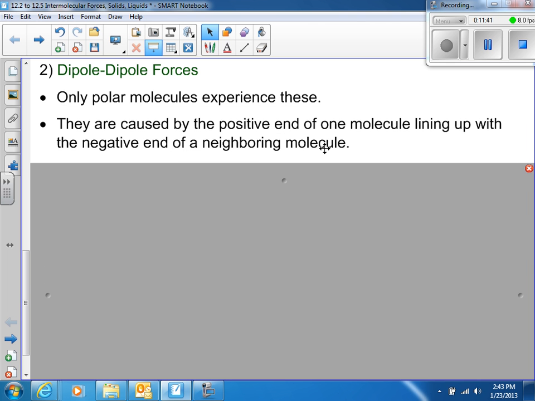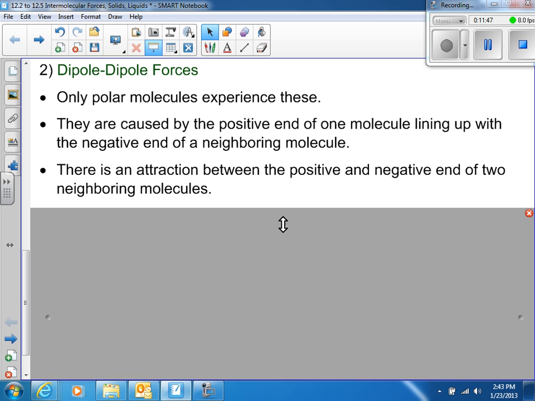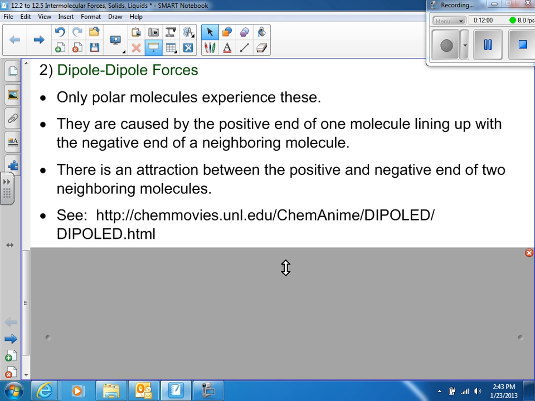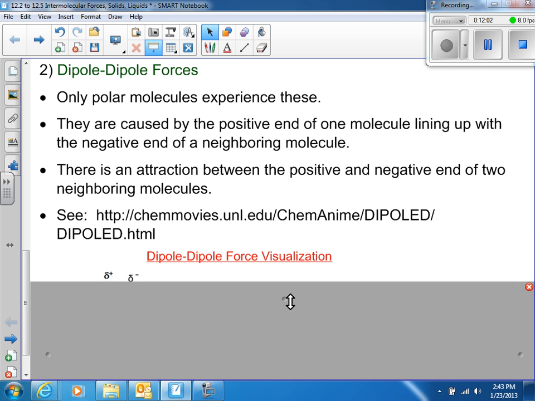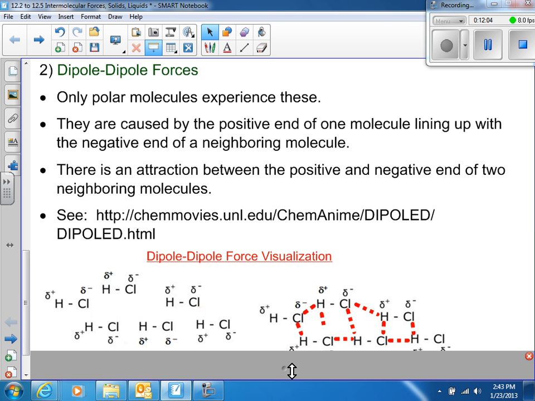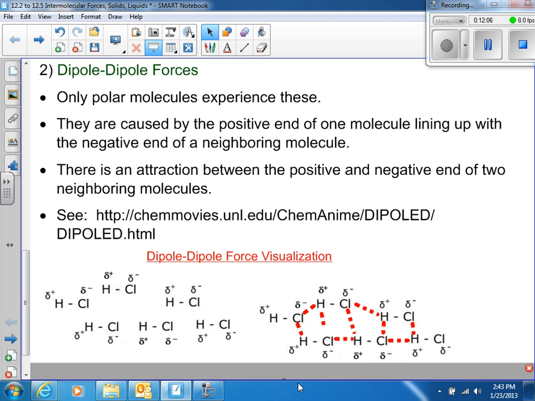They're caused by the positive end of one molecule lining up with the negative end of a neighboring molecule. And the positive end of one molecule is attracted to the negative end of another molecule. So there's an attraction between the positive and the negative end of two neighboring molecules. And we'll see a movie in a minute, but first, let's look at what this looks like.